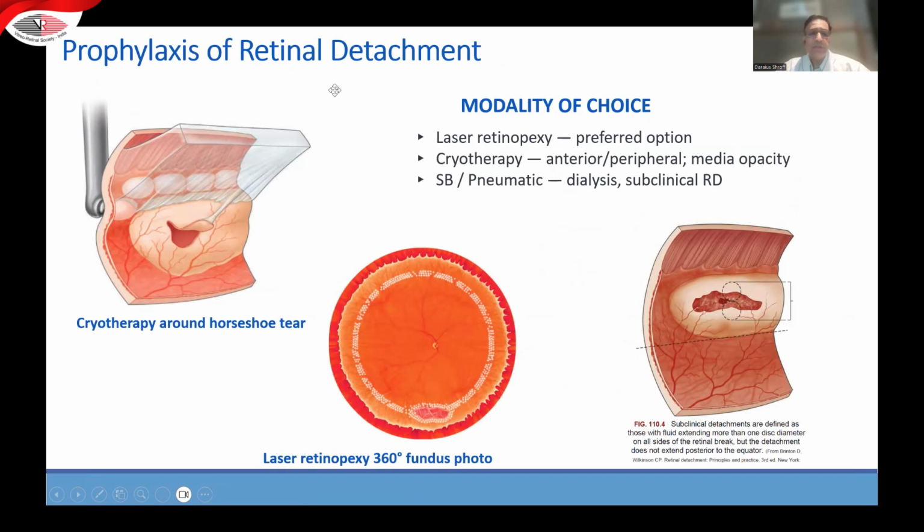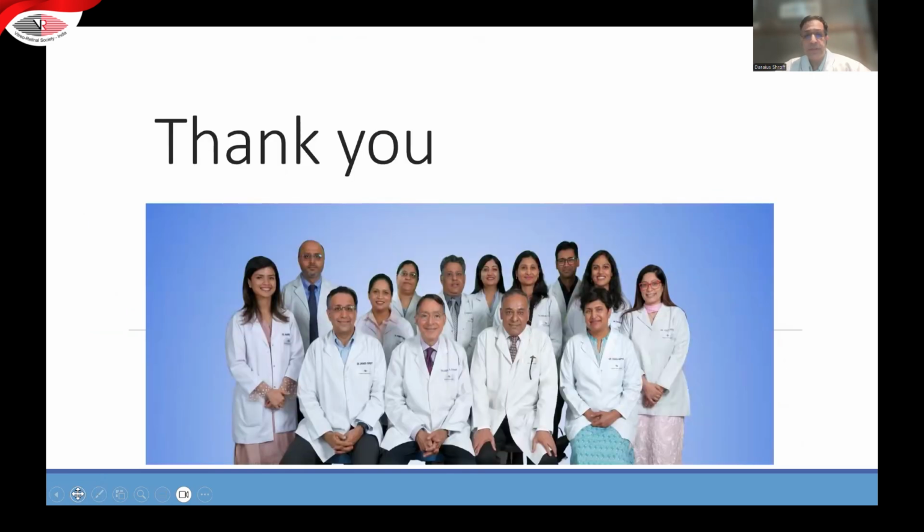How will we treat? Once we decide to treat, you can either do cryotherapy around this, or most importantly, in today's era, we do laser. We can do laser around the lesion. We can do more laser. It is a personal choice. Or if there's a dialysis or subretinal clinical RD, then that is the case where we might do a buckle or a pneumatic retinopexy, which we'll be covering in the future modules.